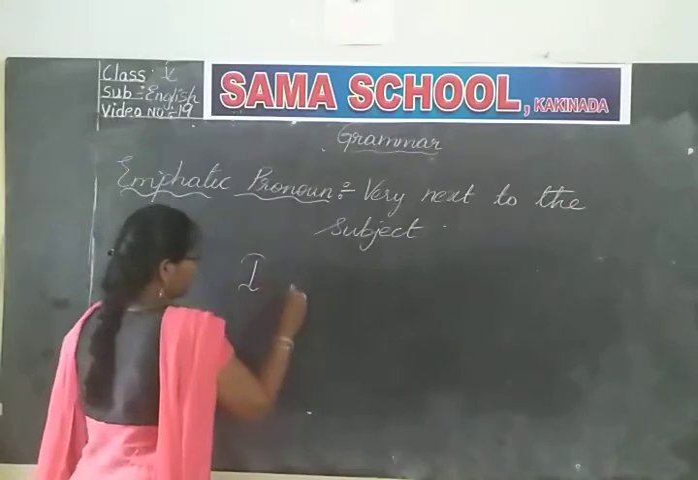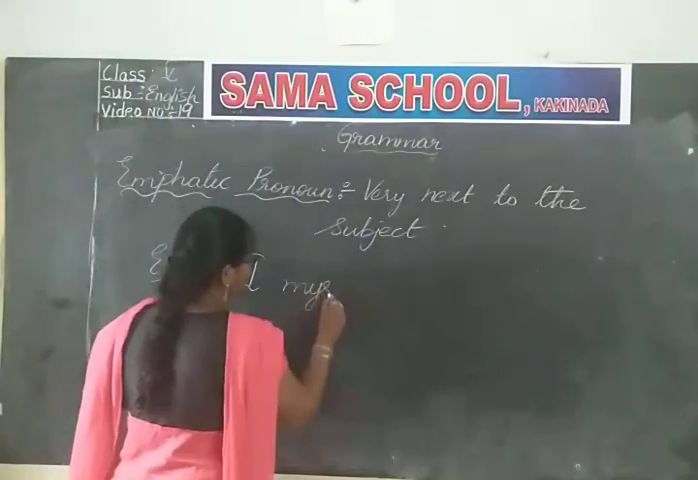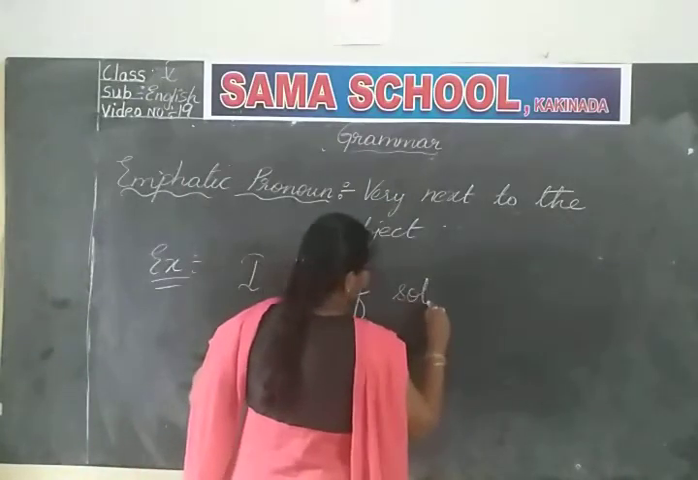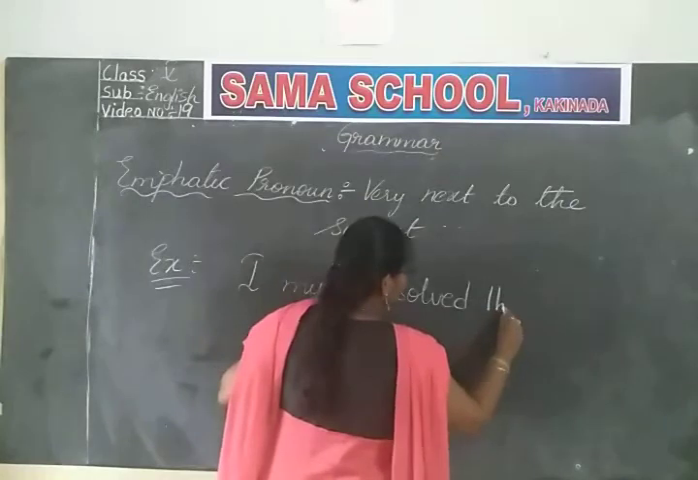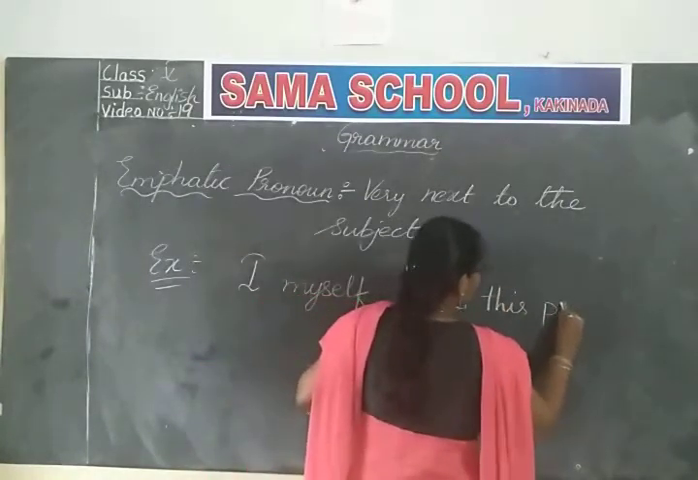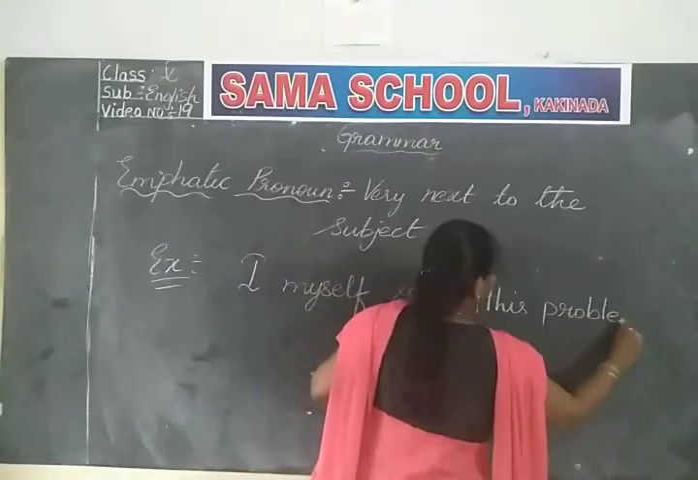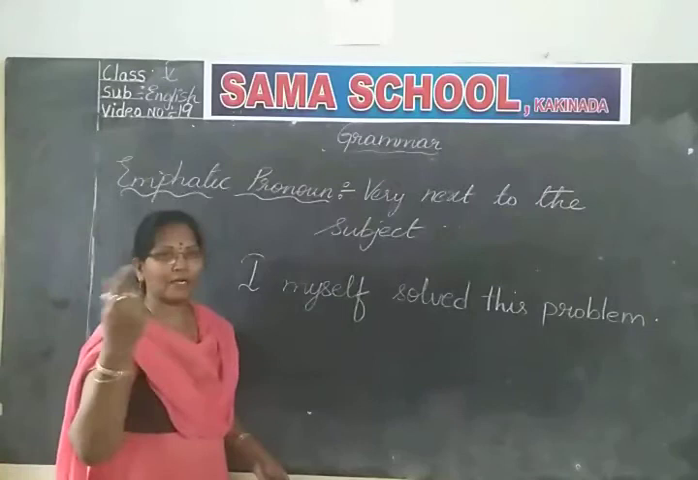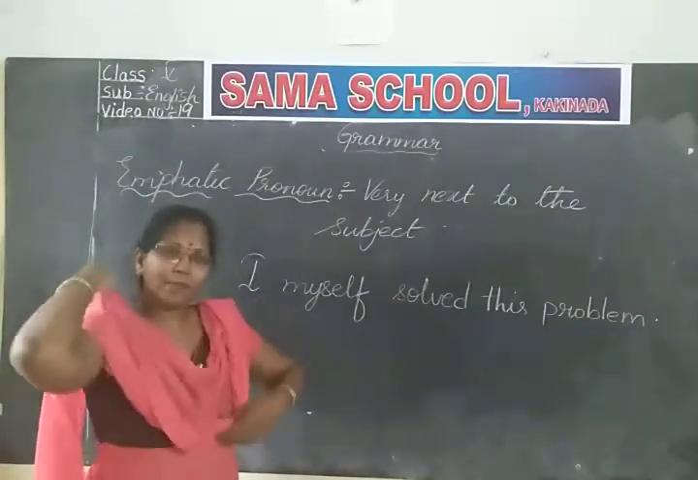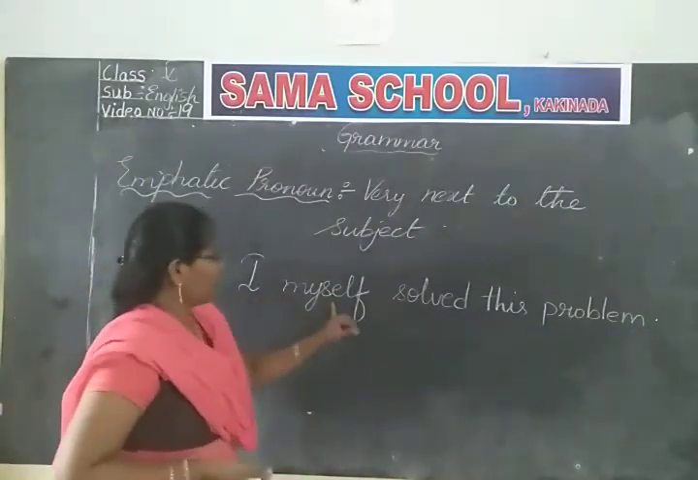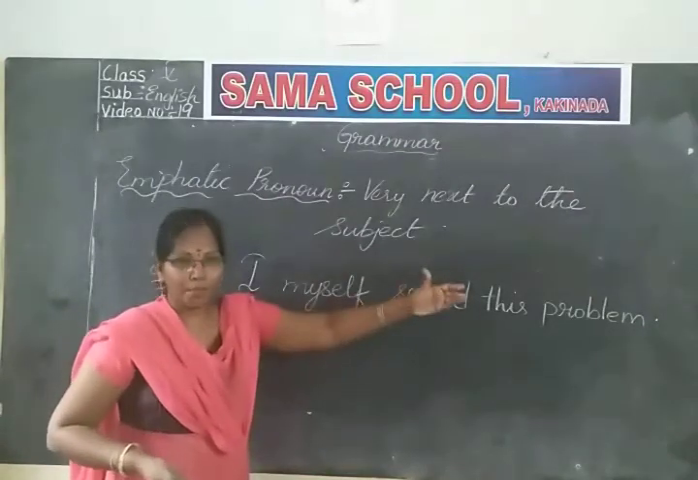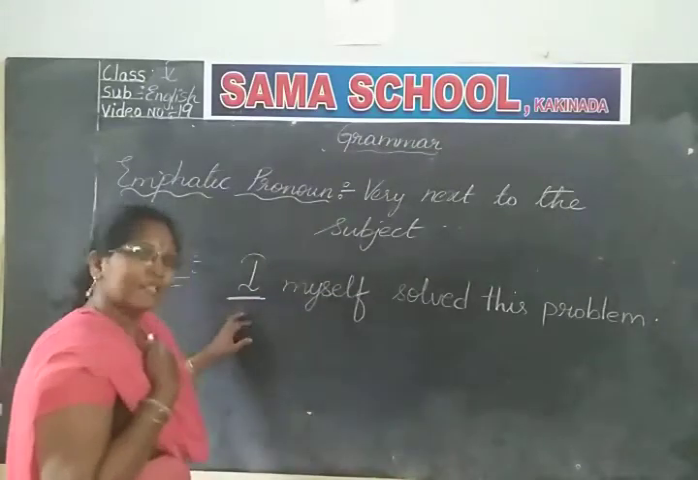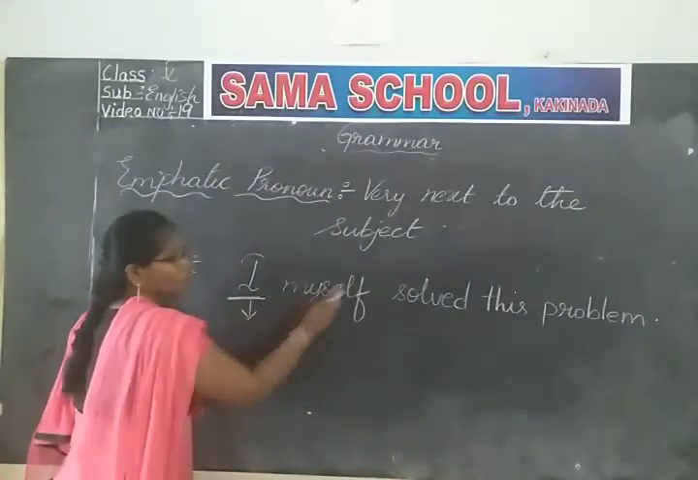Now let us come to the examples. I myself solved this problem. This is the statement I have given for you. Some difficult problem has been given, a mathematical problem this is. Okay children? I myself solved this problem. So here you can see, what is I? I means the subject. Who solved this problem?